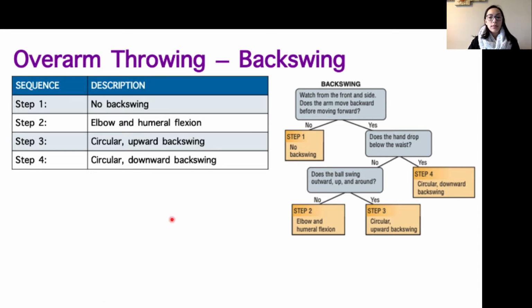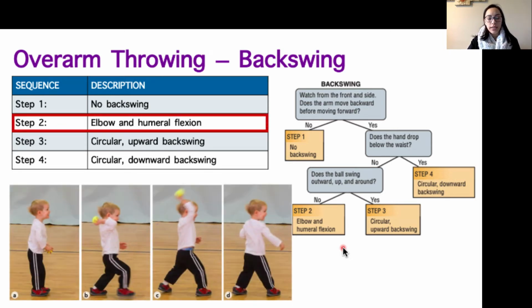If the arm does move backward before moving forward, then we ask the question, does the hand drop below the waist? If the answer is no, we then ask the question, does the ball swing outward, upward, and around, kind of mimicking a circular movement? If the answer is no again, then we're at step 2, which we call elbow and humeral flexion.